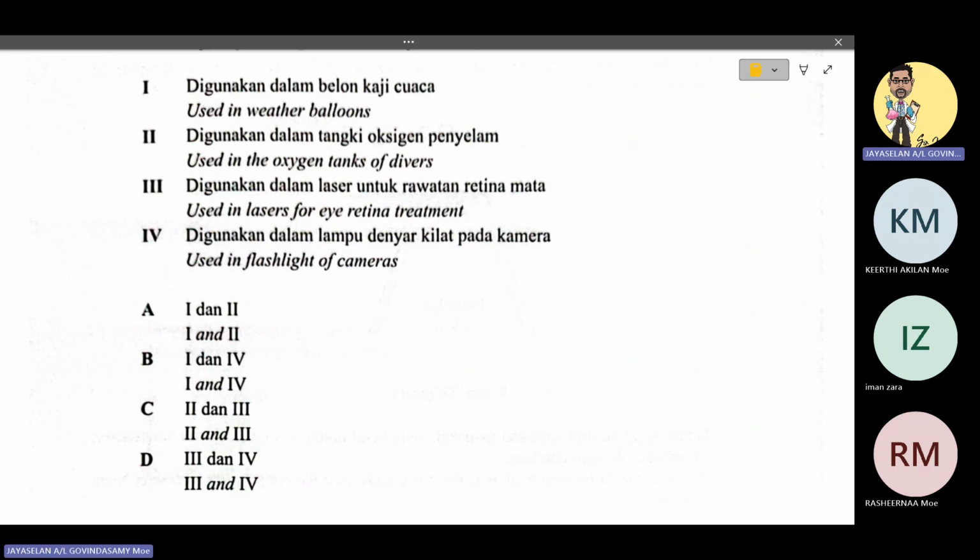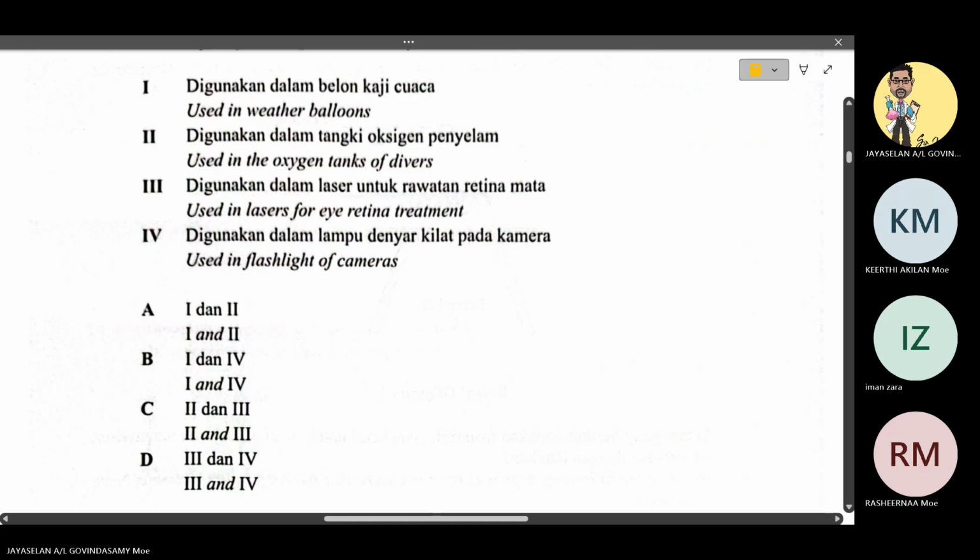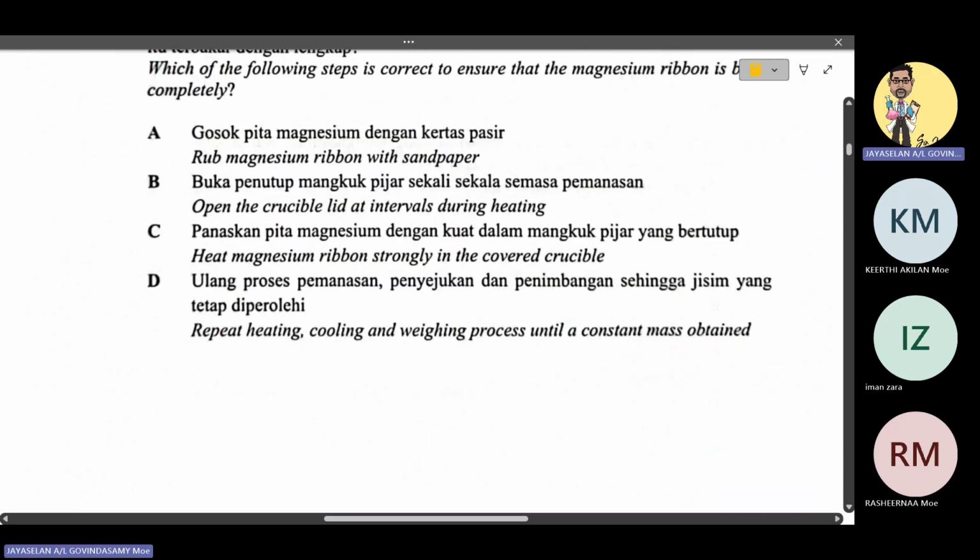Who has finished 5, raise your hand. Except Rashna. Katie, done? Inman, done? Or you want to see any other question? Oh, all done. Okay, so now we discuss the question.